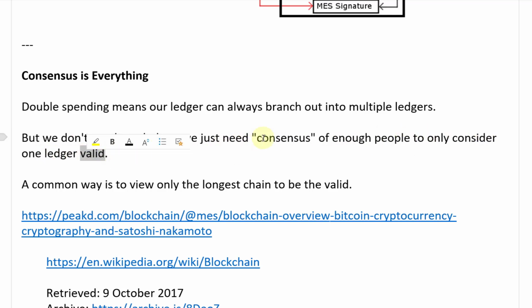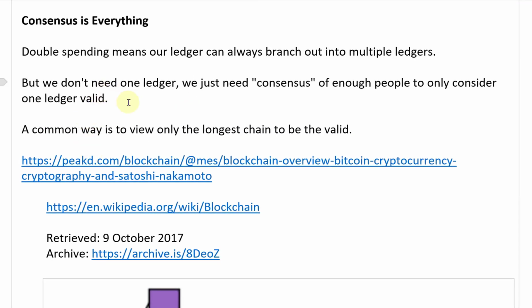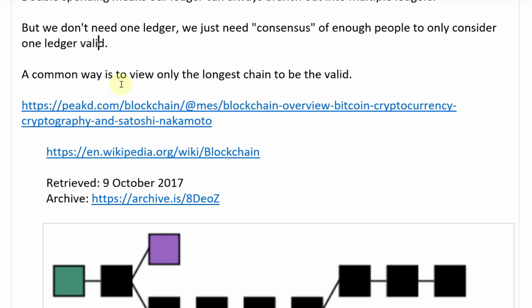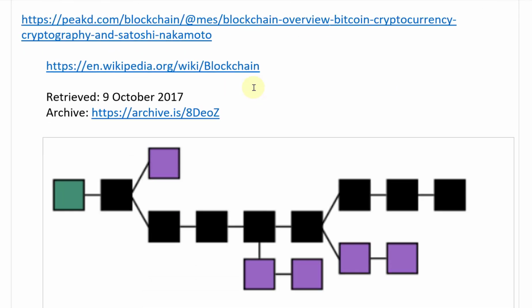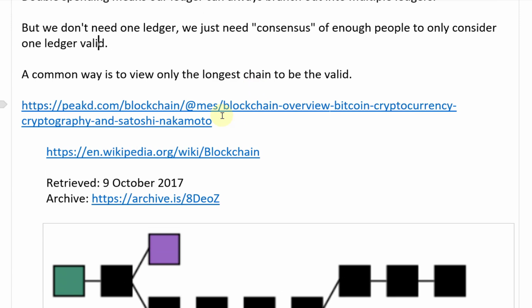We could have 1 million ledgers. But just as you can have 1 million Monopoly paper money, as long as enough people value one of the paper moneys, such as the USD, as actually valid to buy a house and so on, it doesn't matter how many ledgers you have; it just needs to be a consensus of how many people value it. So a common way is to view only the longest chain to be valid, and then only build upon that as well.